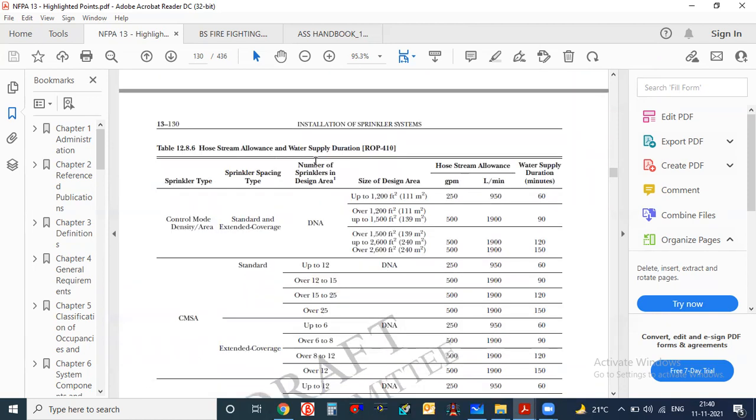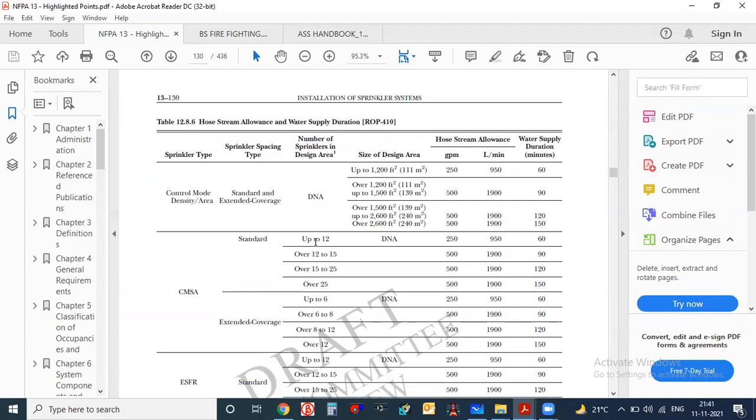Here they have given the number of sprinklers in the design area, the size of the design area, what should be the maximum size, the hose stream allowance, and the water supply duration. Now, this is the general table whenever you are designing any CMSA or ESFR sprinkler.